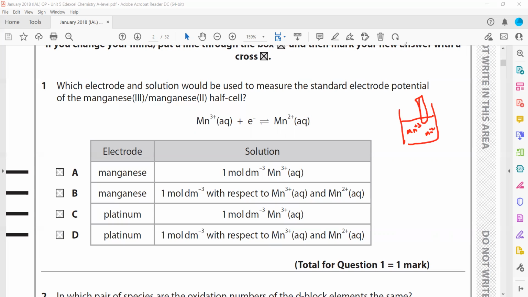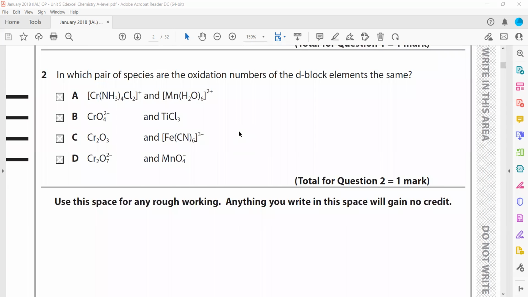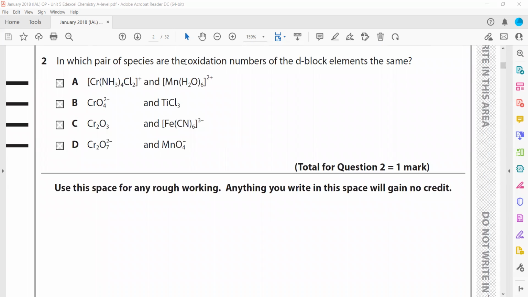If there was no change in oxidation number, like if an atom was formed during the oxidation or reduction, then we should use an electrode also made up of the metal. In which pair is the oxidation number of the d-block element the same? Oxidation number is the charge that appears on the element when it is using a number of relative bonds.